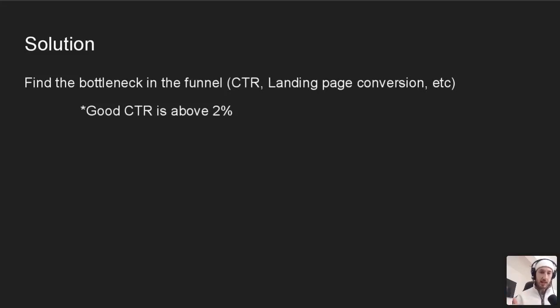If we start on the ad, and your click-through rate is below 2%, that's probably your bottleneck. One, it increases your cost per click. Two, fewer people are going to be clicking on it, so fewer people go through the funnel. Ultimately that is a cascading effect that increases the cost. So the first thing you want to do is try to get that click-through rate above 2%.